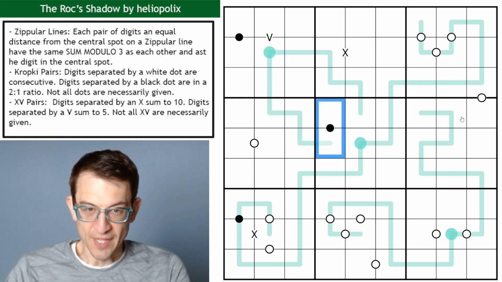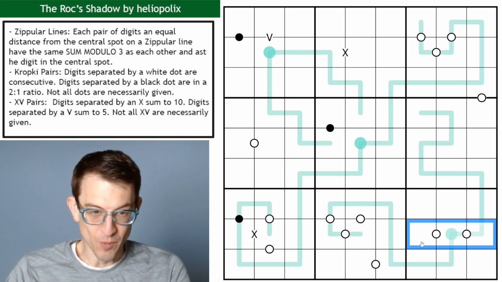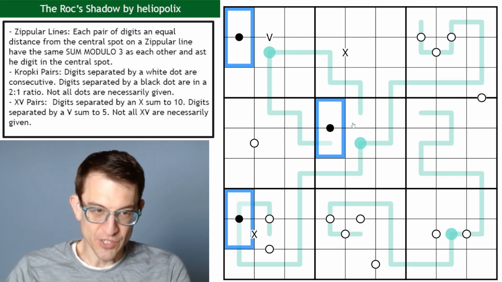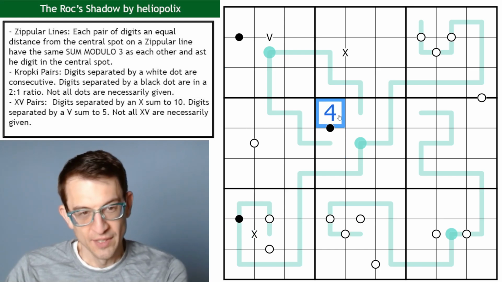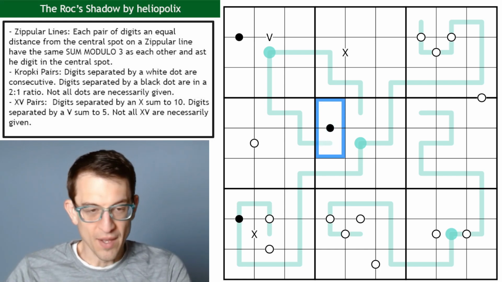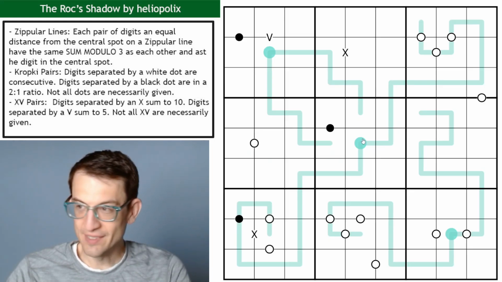And then we have Kropki dots. And so in Kropki dots, if you are across a white Kropki dot, the digits have to be consecutive. So, one is one more than the other. If you're across a black dot, they have to be in a 1-2 ratio. So if this were, say, a 4, then this digit would have to be either a 2 or an 8. So those are the rules. So let's go ahead and reset this and get started.